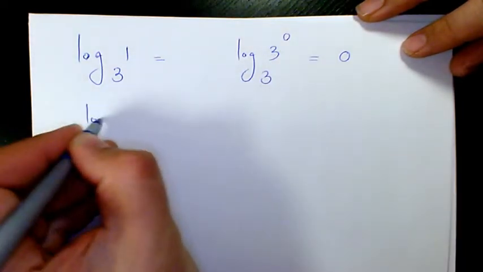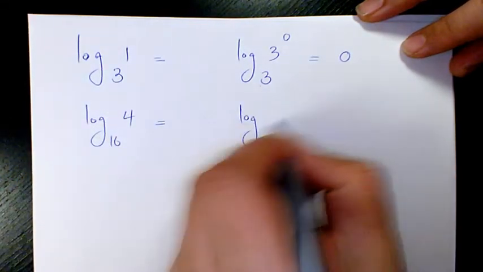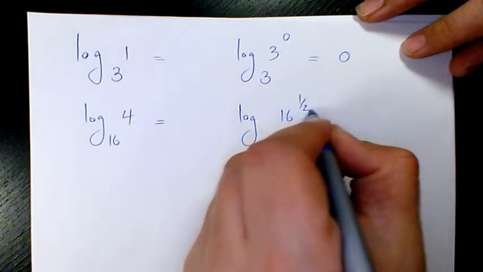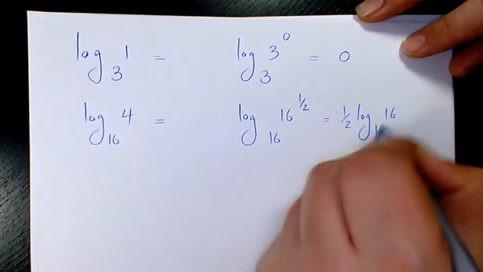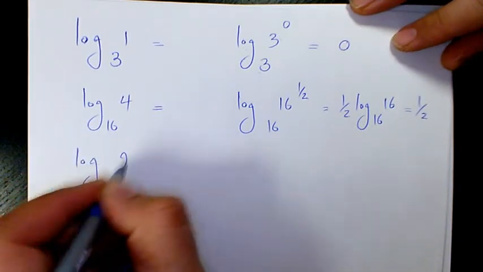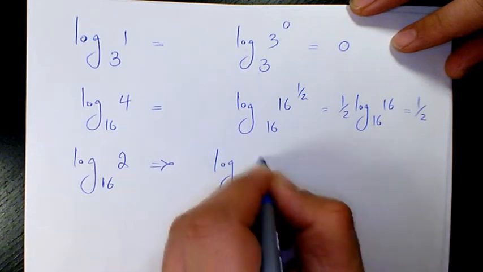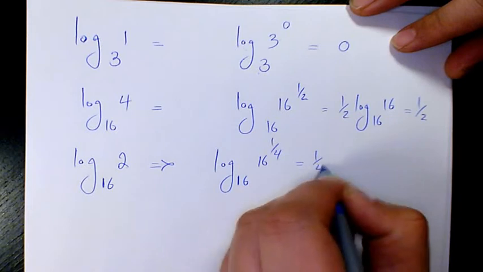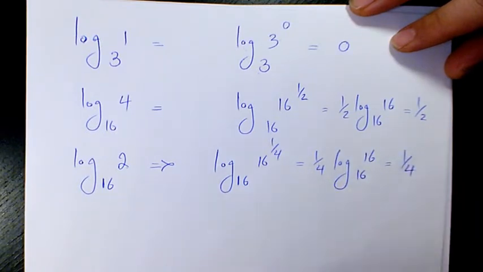Next one is log 4 base 16. We know 4 is 16 to the power of 1 over 2. So that's going to be 1 over 2 times log 16 base 16, which is going to be 1 over 2. If you have log 2 base 16, it is going to be log 16 to the power of 1 over 4 base 16, which is 1 over 4 times log 16 base 16, which is going to be 1 over 4.